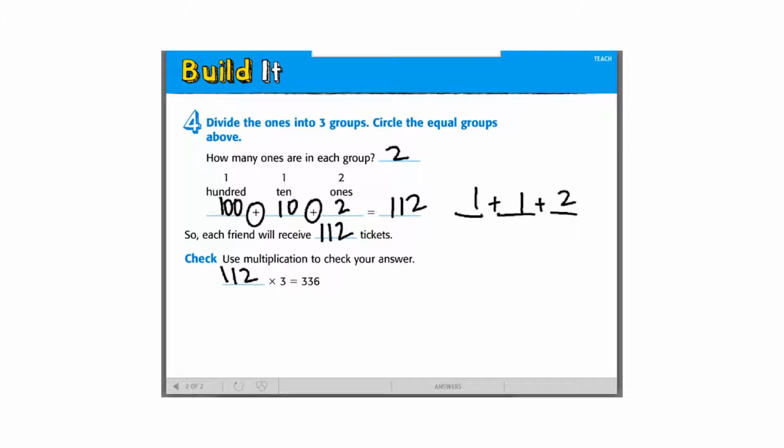And the reason why I didn't is because 1 plus 1 plus 2 equals 4. And 4 wasn't my answer. I had 100, 10, and 2 ones. So that's why I wrote 100, 10, and 2 ones as a 2. So it's important that you think about that. Just because I put a 100's block in there, it doesn't mean a 1. It means 100.